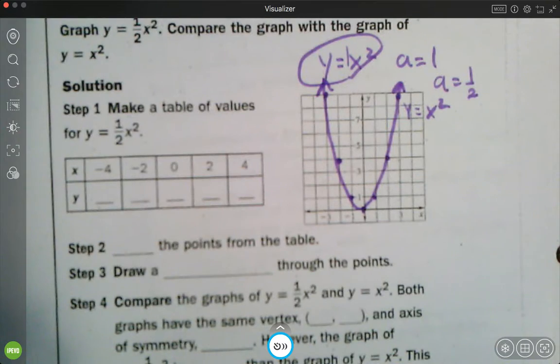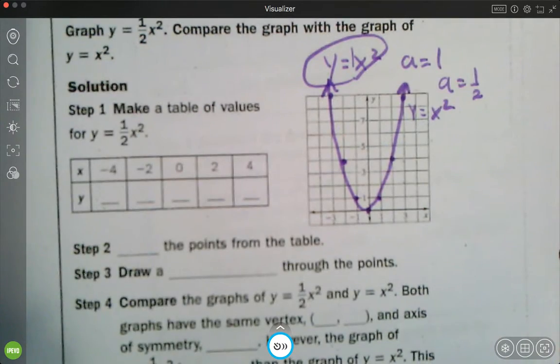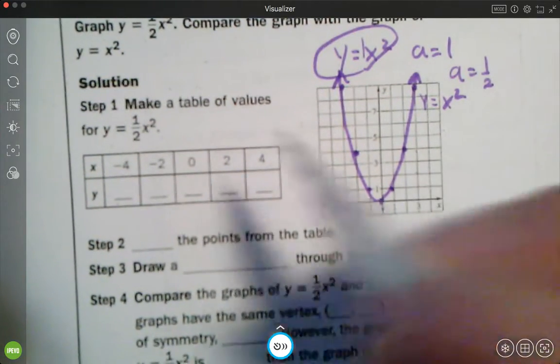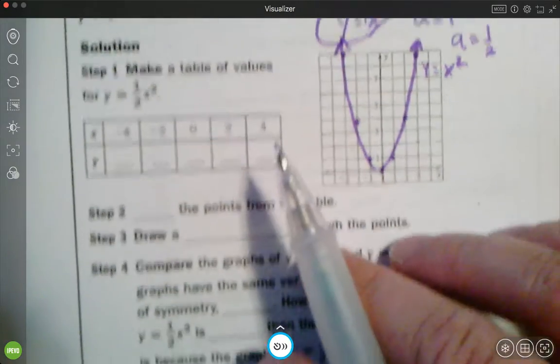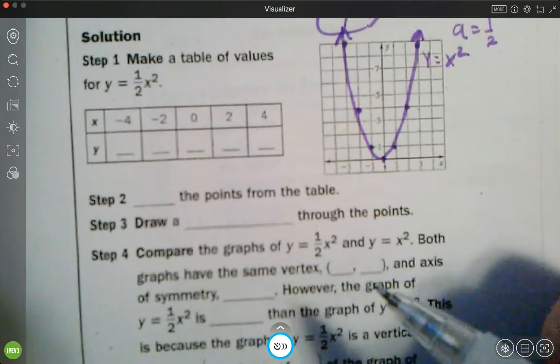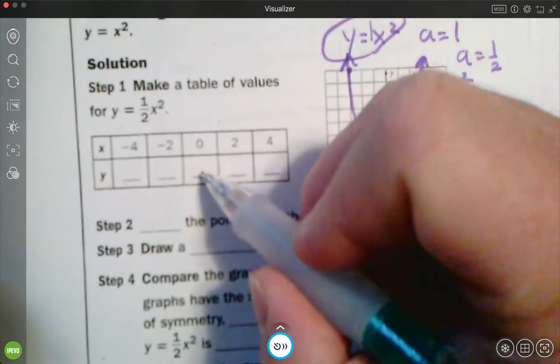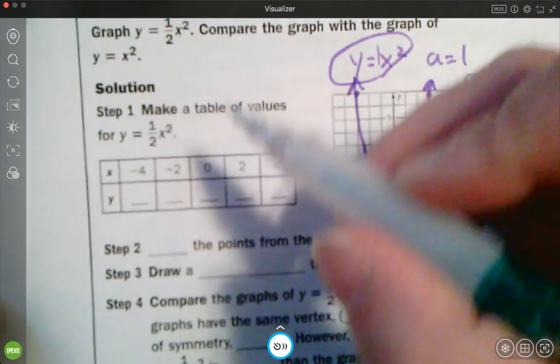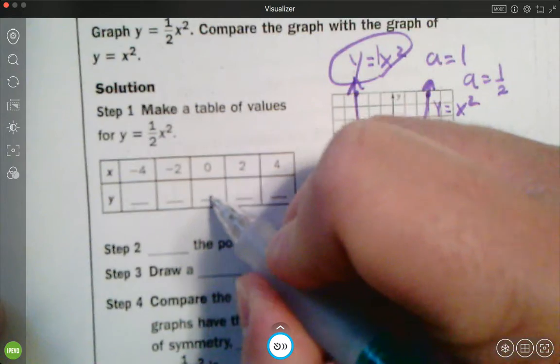All right, so let's see what happens when we do 1/2 x squared. Maybe you can, in your head, think about whether it's going to do something to that parabola. So let's find out here. So the first thing I'm going to do is make a function table. Once I have my table of values, I just plug it in. So just plug in x equals 0. So 0 squared times 1/2 is still 0.